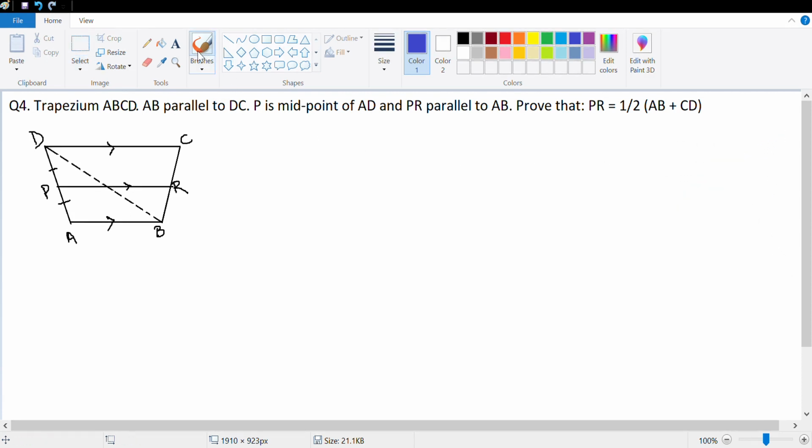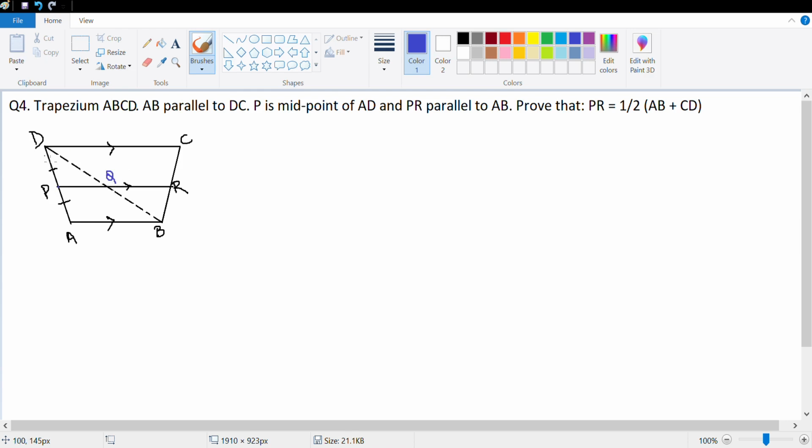The next question says in trapezium ABCD, AB is parallel to CD. So AB and CD are parallel. P is the midpoint of AD. Now we already know that this is from the chapter midpoint theorem, but as soon as you see the word midpoint being used, try looking for triangles. Right, so I can see the small triangle, but there is no name given. Yeah, there is a name given. This is Q. Sorry, my mistake.